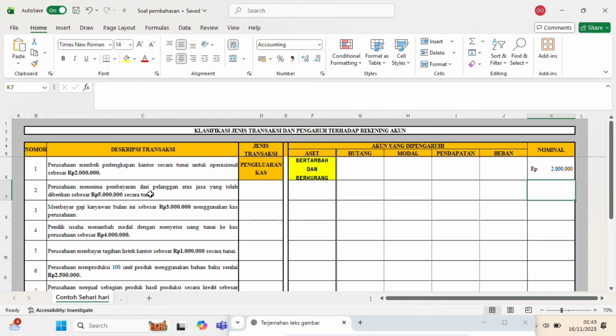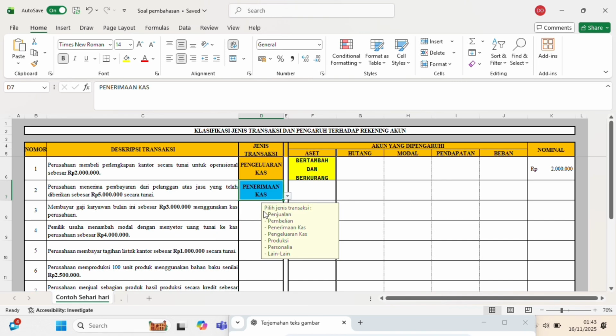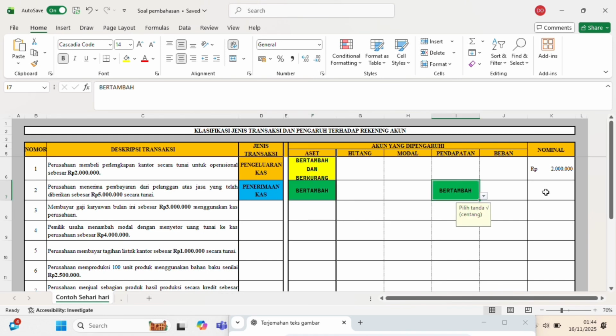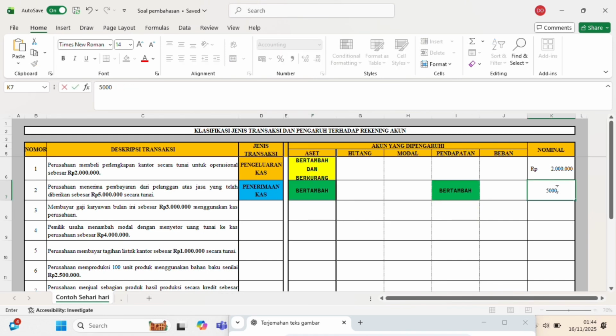Number 2. The company received a cash payment from a customer for service previously provided, amounting to 5 million. This transaction falls under cash receipt. Since the company received cash, the accounts affected are cash, an asset, which increases, and service revenue, which increases, amount 5 million.